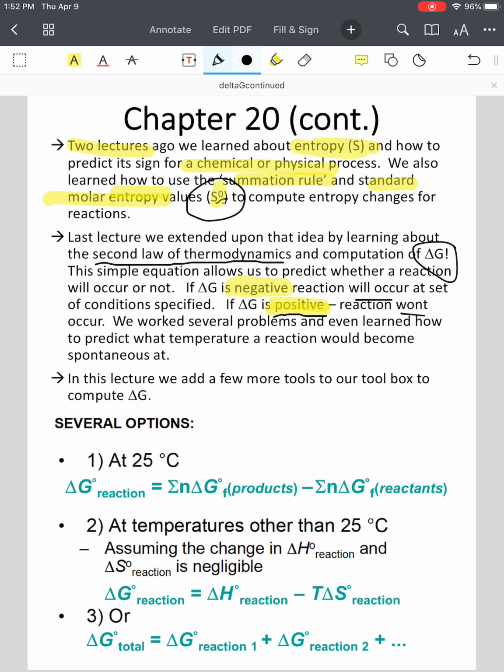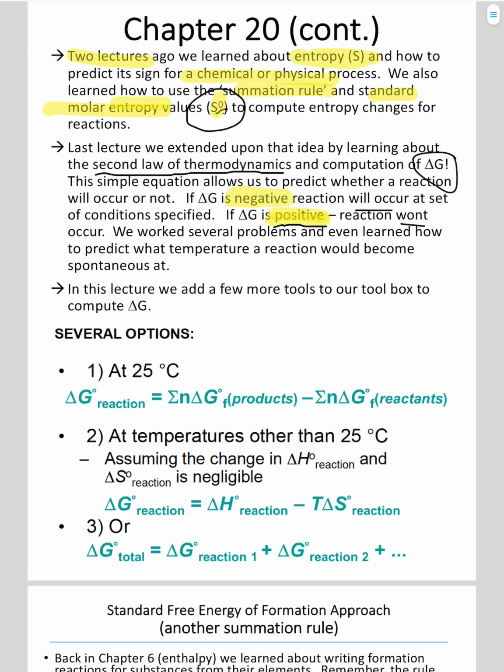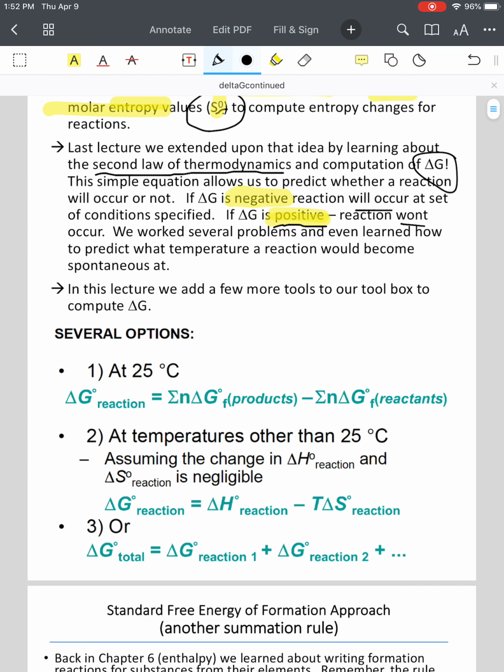Now in this lecture, what are we going to do? Well, we're going to expand upon the things that we've already talked about, and we're going to add a few more tools to our toolbox to compute delta G. We learned about that one equation last time. Today we're going to learn about a few more options. There are going to be several, and we'll work a few sample problems as we go through today's lecture.